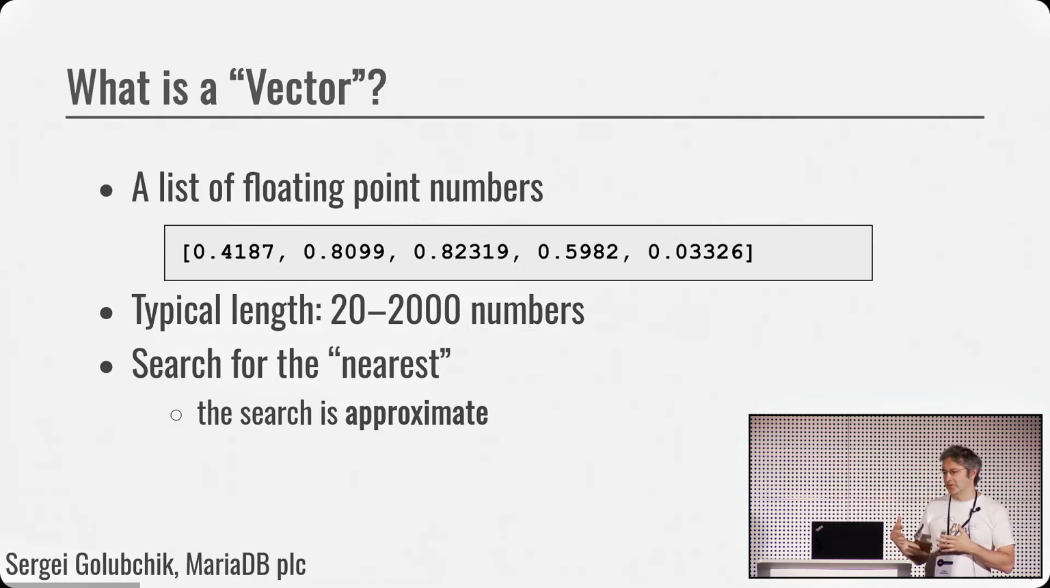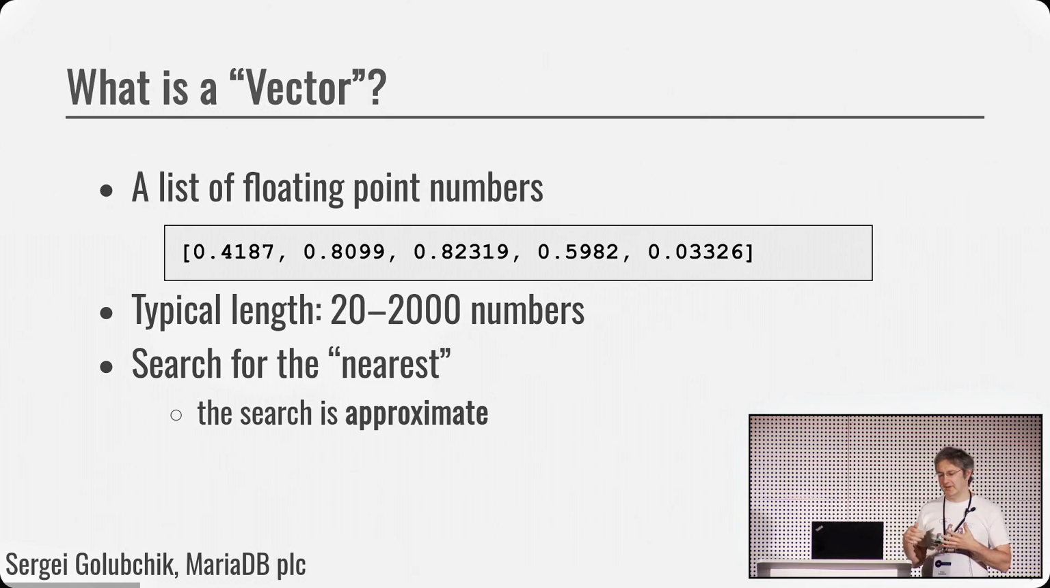And a couple more points before I can start with the actual content of the talk. What is a vector? A vector is just a list of floating point numbers, like this on the slides. Unlike coordinates on a plane or on the Earth, those vectors are usually longer, from 20 to a few thousand numbers in one vector. And when you search for vectors, the idea is that you're searching for the vectors which are closest to whatever the user wants to find, the nearest vector. And how the nearest is defined depends on how these vectors were generated. I'll talk more about that later.